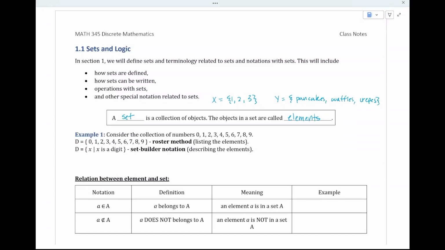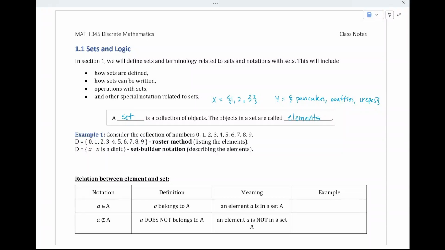So sets do not have to contain only numbers. They can contain other items as well. They also don't have to have a finite number of items. So this one has 3 items. This one over here also has 3 items, but they can contain more items up to an infinite amount of items. We'll talk a little bit about how to count the items in a set in a little bit. So those are 2 examples of sets.